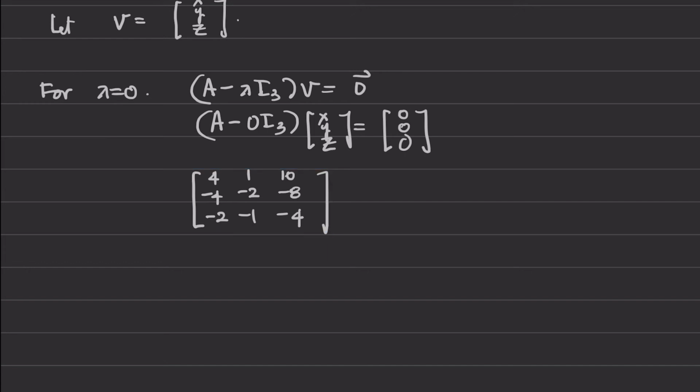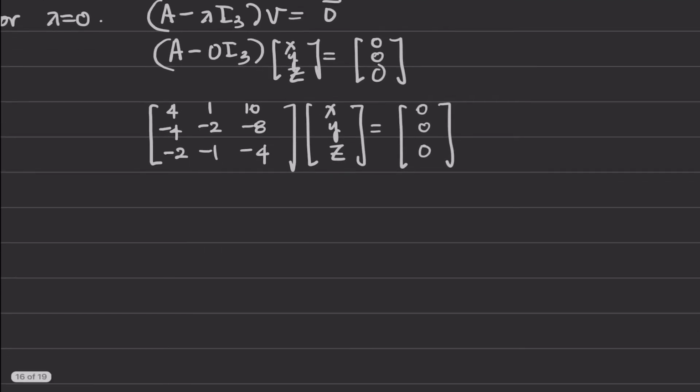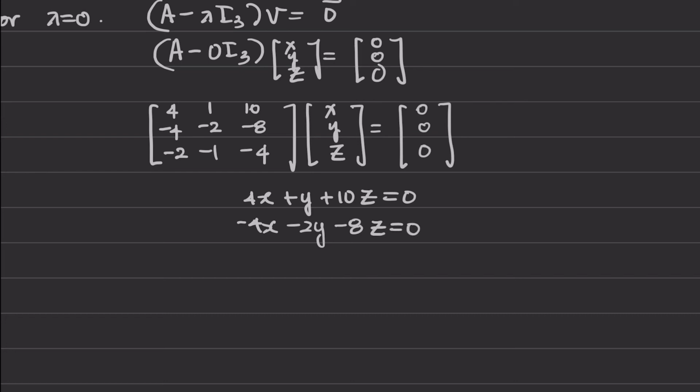Ayan. Tapos, meron tayong XYZ equal to 0, 0, 0. Kukompute lang natin yung system na yan. Okay? So, ibig sabihin nito ay multiply yung matrix sa column, makakakuha ka ng 4x plus y plus 10z equal to 0. Negative 4x minus 2y minus 8z is 0. Tapos, negative 2x tapos minus y minus 4z is equal to 0.